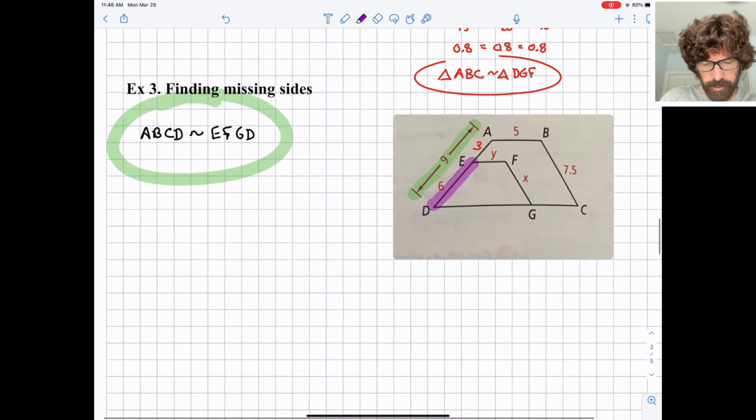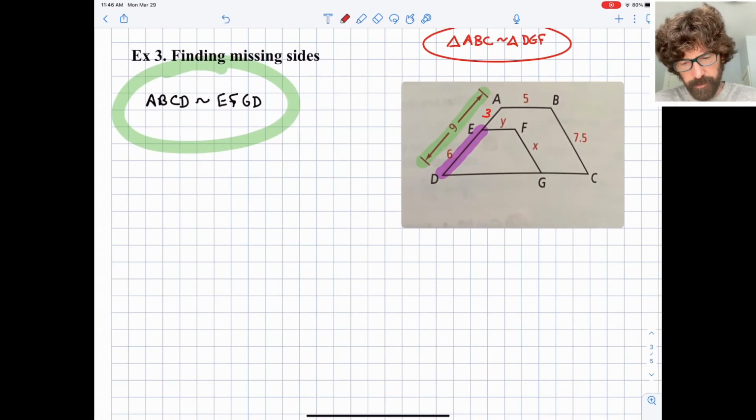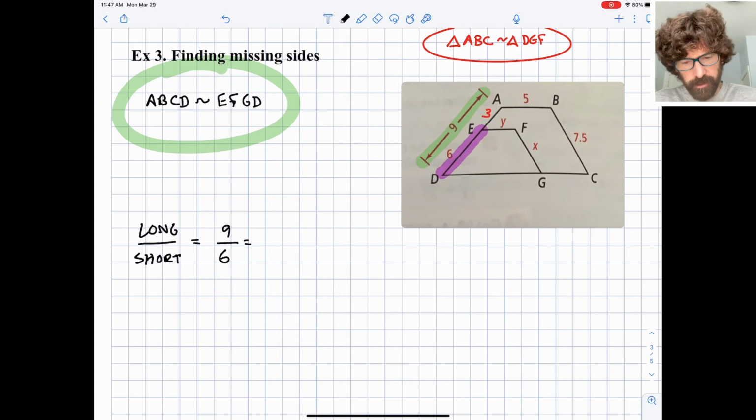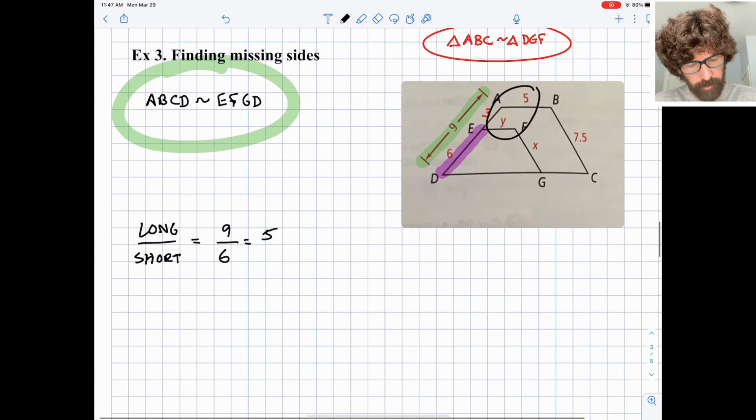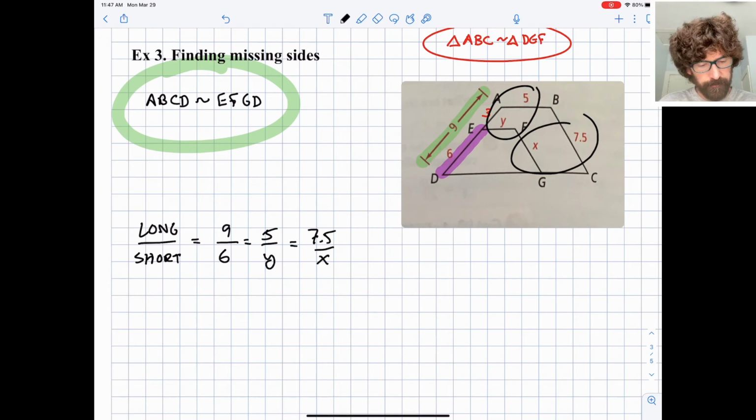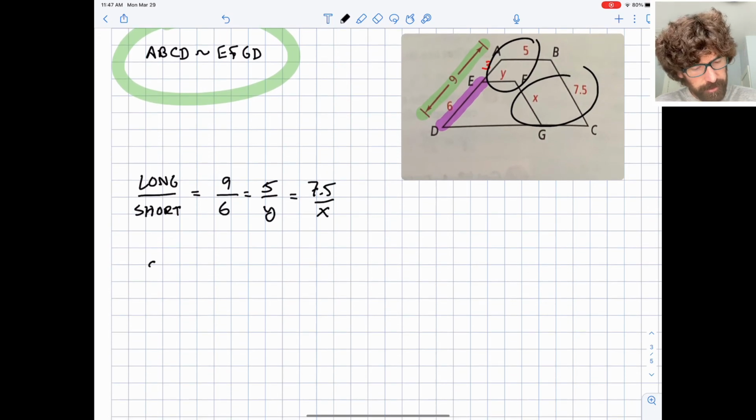So let's go ahead and do that. Let's set this up as long over short. So we have 9 over 6 equals, and now we can relate the 5 and the y. The 5 is the longer one, the y is the shorter one. And we can also relate the 7.5 and the x. So 7.5 over x. So let's first find y.